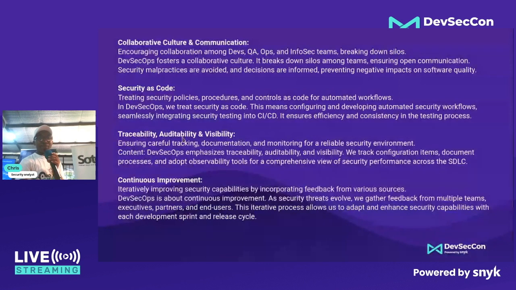So the next step we'll be having is traceability, auditability, and visibility. We're able to track. We have things like version control.